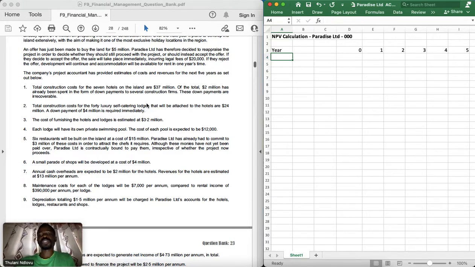Now let's solve the question note by note, starting from note number 1. We know that the project will run for 5 years. The costs will either be in year 0, and those not specifically told to be in year 0 should all be in year 1. Note number 1 says total construction costs for the 7 hotels on the island are 37 million. Of the total, 2 million has already been spent in the form of down payments to several construction firms. These down payments are irrecoverable, so the 2 million is irrelevant. What is relevant is 35 million.